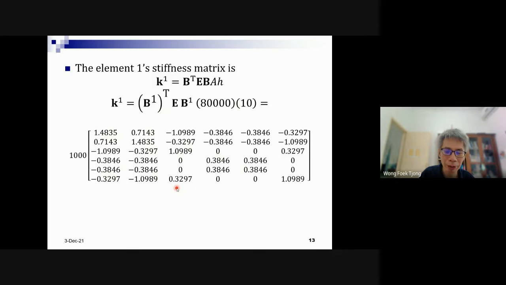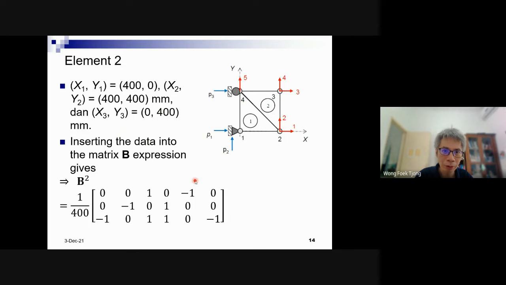But why should it be 3? Because there are 3 rigid body motions: the element can move in X direction, Y direction, and can rotate freely. So it contains three rigid body motions. So the rank is only 3. Okay, well, that's for element number 1.